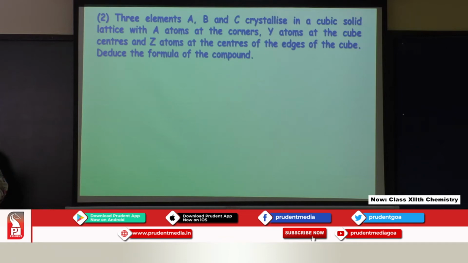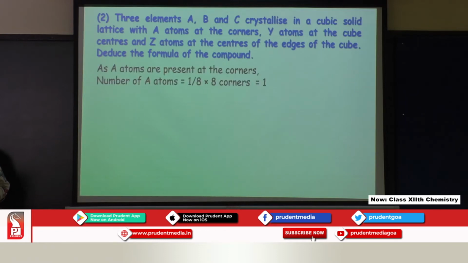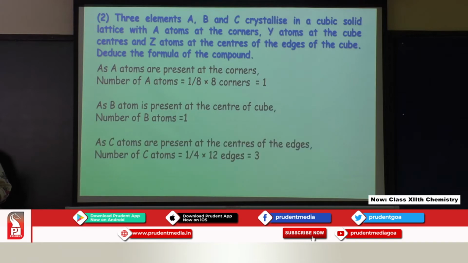Another similar example. 3 elements A, B and C crystallize in a cubic solid lattice with A atoms at the corners, B atoms at the cube centers and C atoms at the centers of the edges of the cube. Deduce the formula of the compound. Since A atoms are present at the corners, the number of A atoms will be 1 by 8 into 8 corners, which makes it a value of 1. B atoms are present at the center of the cube, hence the number of B atoms will be 1.